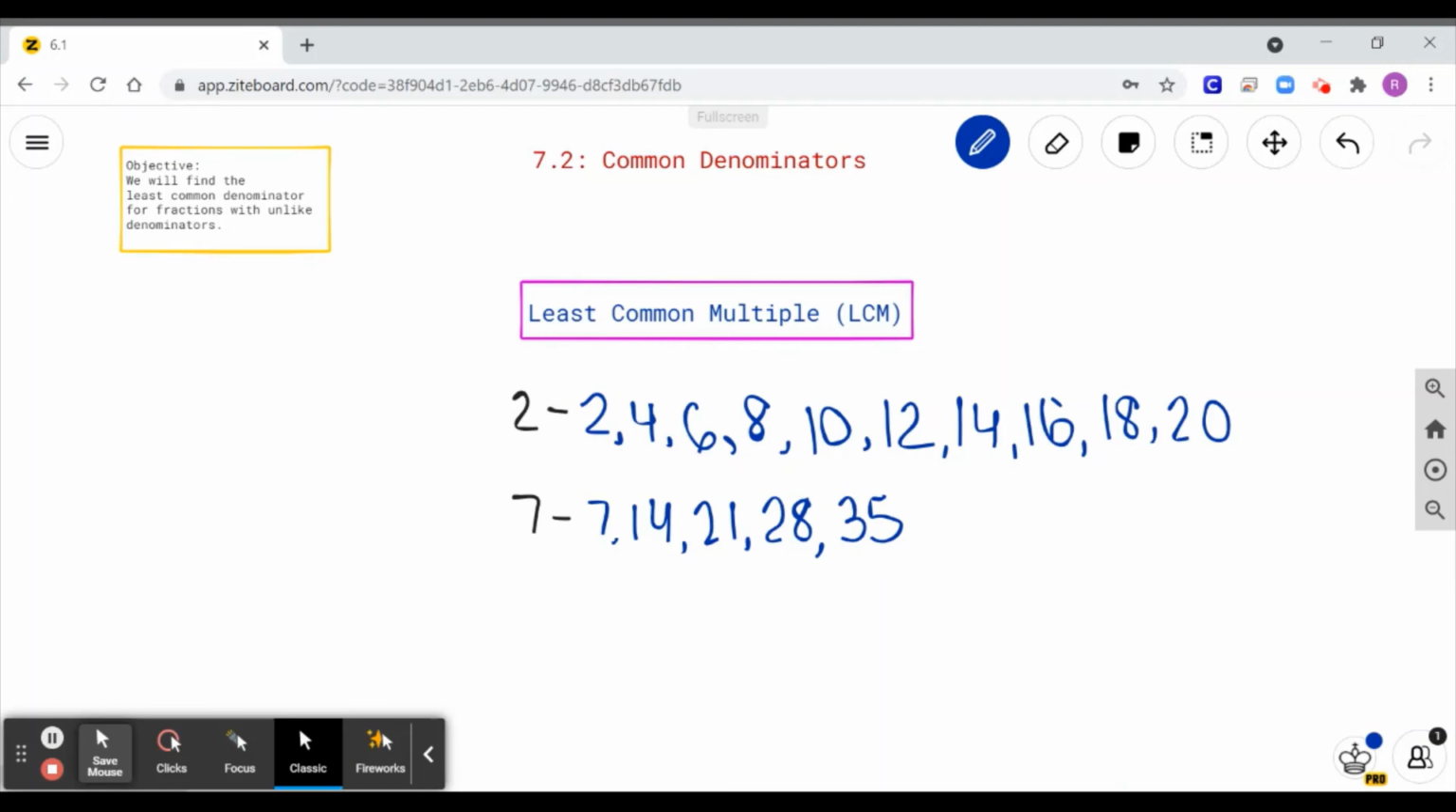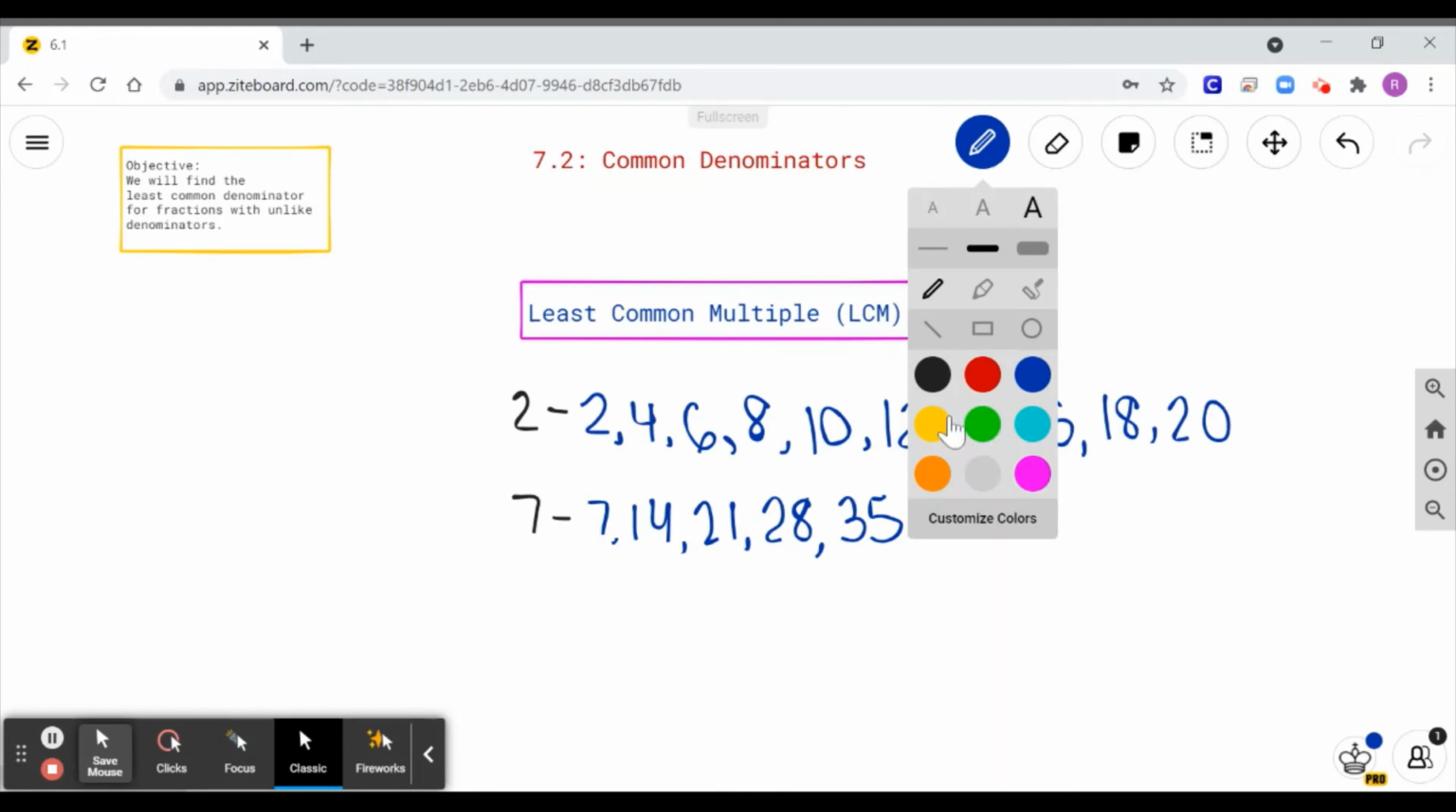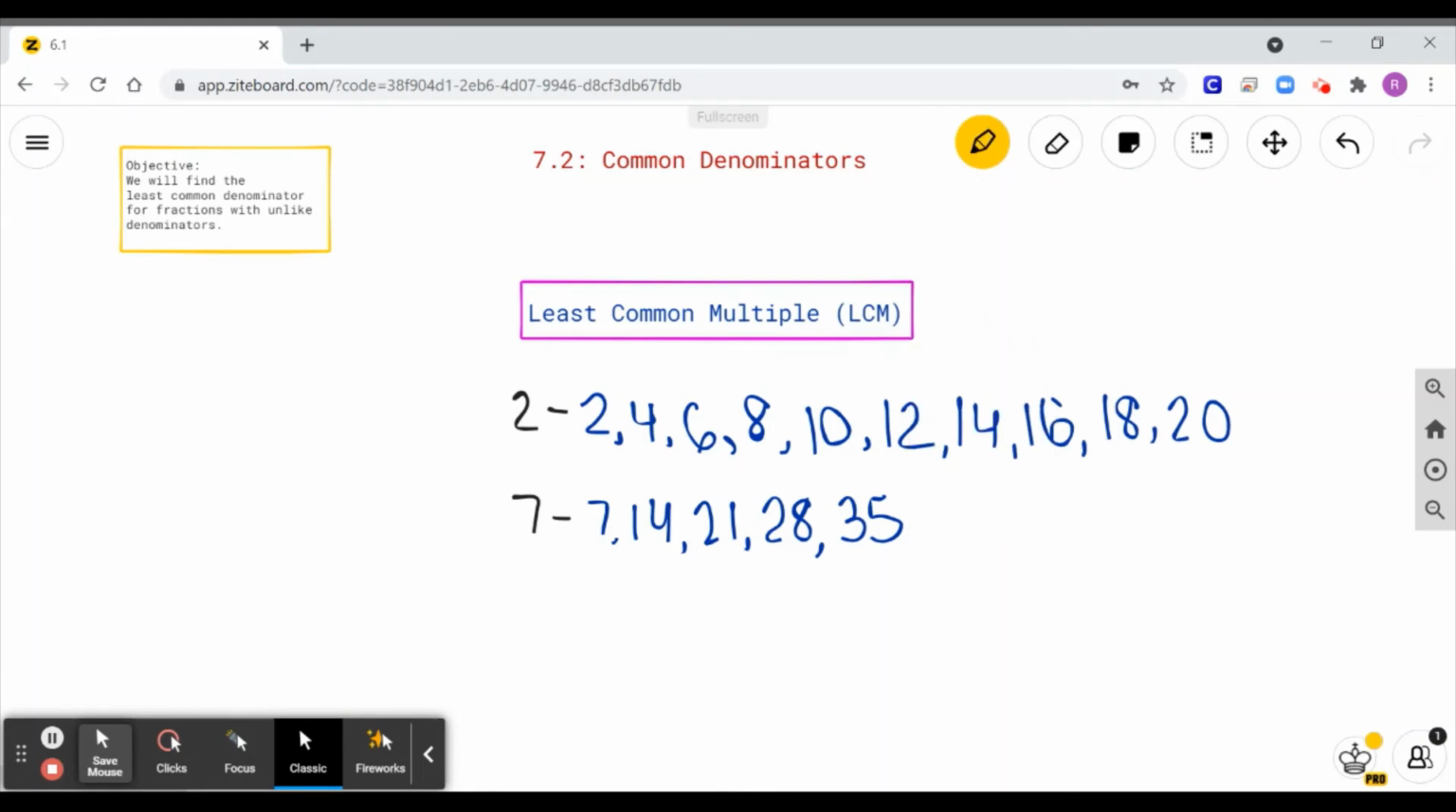Now I'm going to review my rows again and see if I have anything in common. And this time I do have something in common. They both have the number 14. So for 2 and 7, the least common multiple, and I'll just put LCM, equals 14. All right, so there may be times where you do have to add more multiples to find one that's common, just like I did here. But always first start with the first 5.